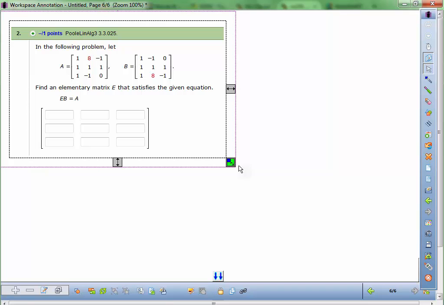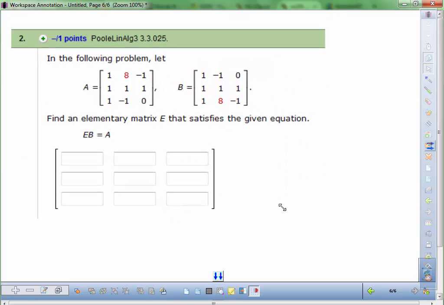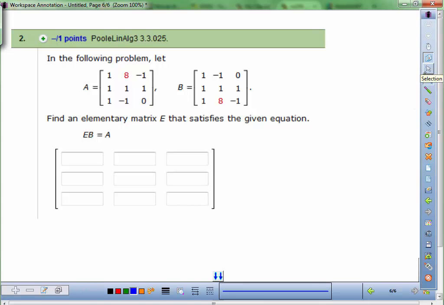All right, let's do problem number 2. We have two matrices A and B, and they want to know the elementary matrix E that satisfies the given equation. They start with B, multiply it by some elementary matrix, and then they go to A. What I want you to do is look at B, and then look at A, and see what elementary row operation they did to B to get A. All they did is switch the rows.